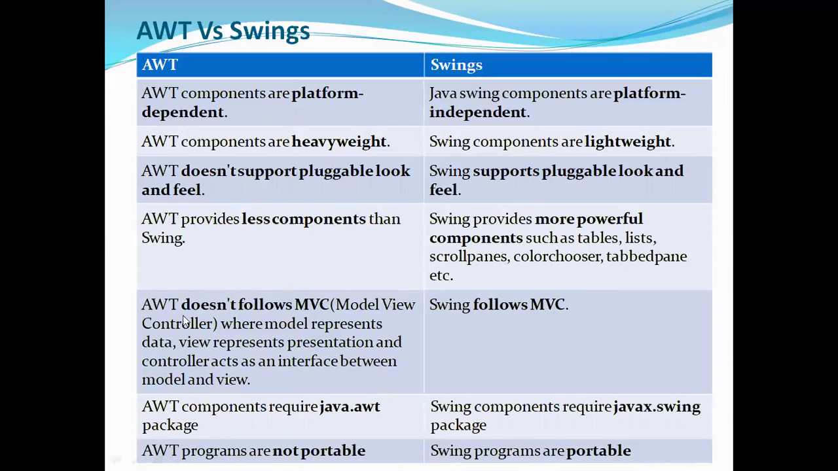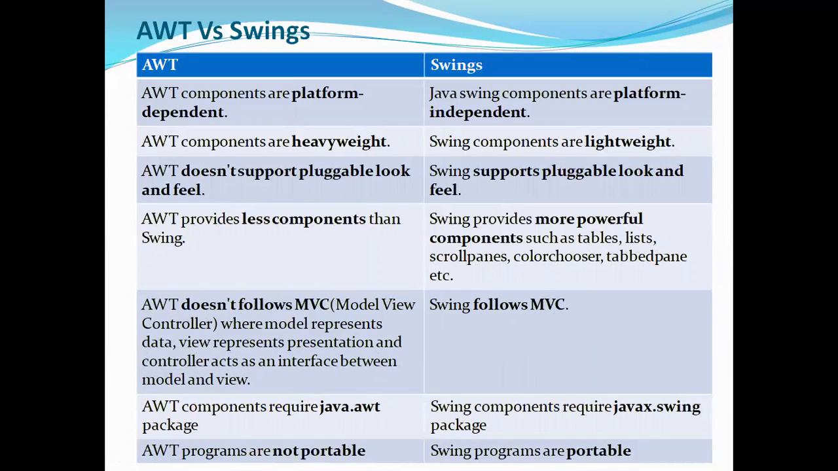Next, AWT doesn't follow MVC architecture, whereas Swings follow MVC architecture. So what is MVC architecture? It follows Model View Controller architecture. Model represents the data, whereas view represents the presentation of the data, and controller acts as an interface between model and view. Swings follows this MVC architecture, which means it follows a layered architecture kind of thing.